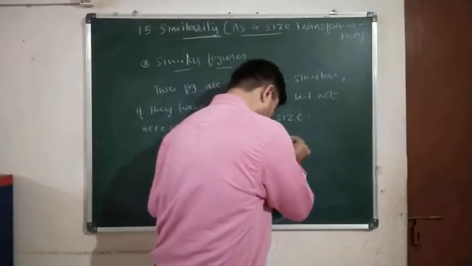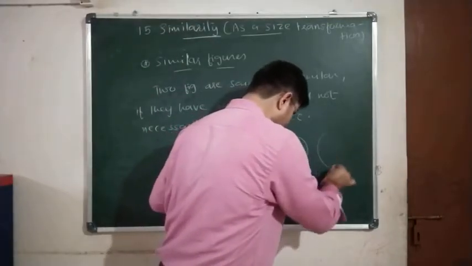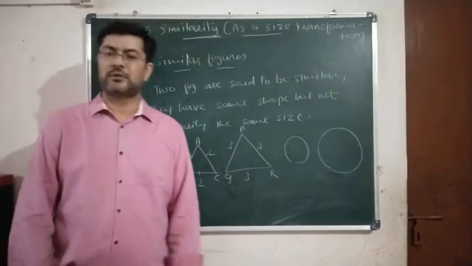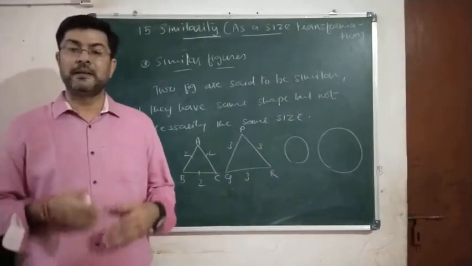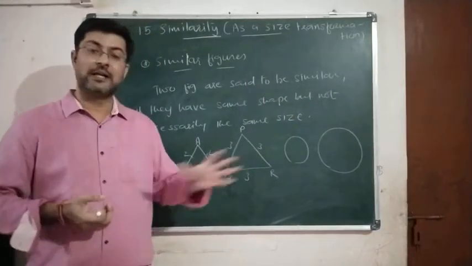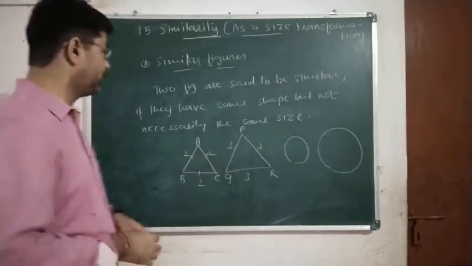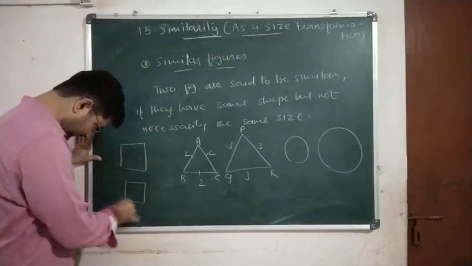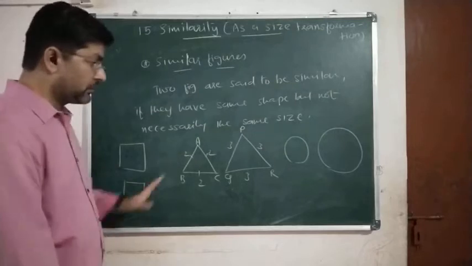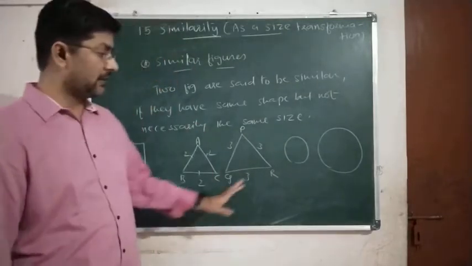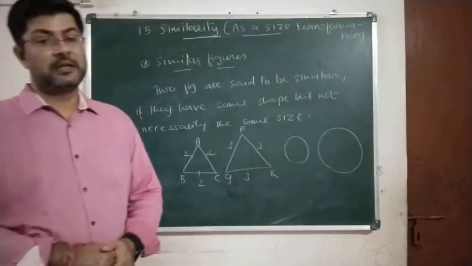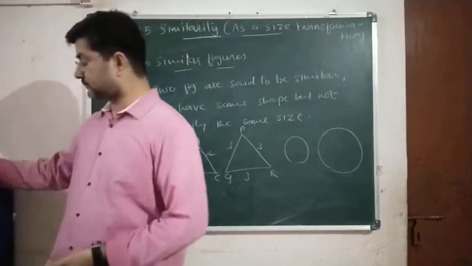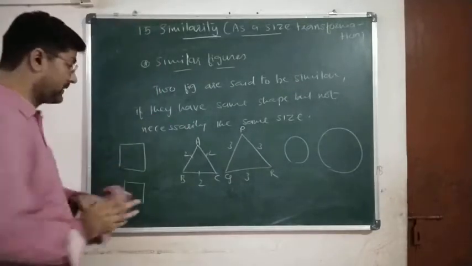Similarly, you can consider two circles of different radii, yes or no? Obviously you will notice that any two circles may be different in their radii, but they always have the same shape. Similarly, you can consider two squares. Clear? So equilateral triangles, circles or squares are examples of similar figures. Now so far you have understood what similar figures are.